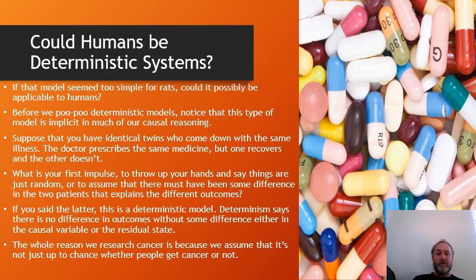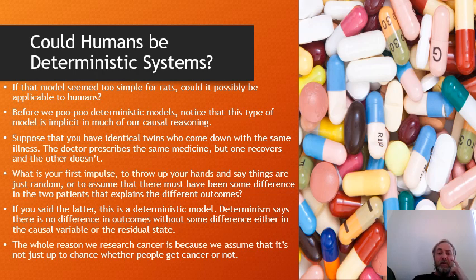So again, suppose you've got identical twins, and they come down with the same illness, and the doctor prescribes the same medicine to both of them, but one recovers and one doesn't. Well, how could we explain this? You've kind of got two options. One is to just say, I don't know, sometimes stuff happens. The world is crazy. There's just randomness out there in the world. You can say that.